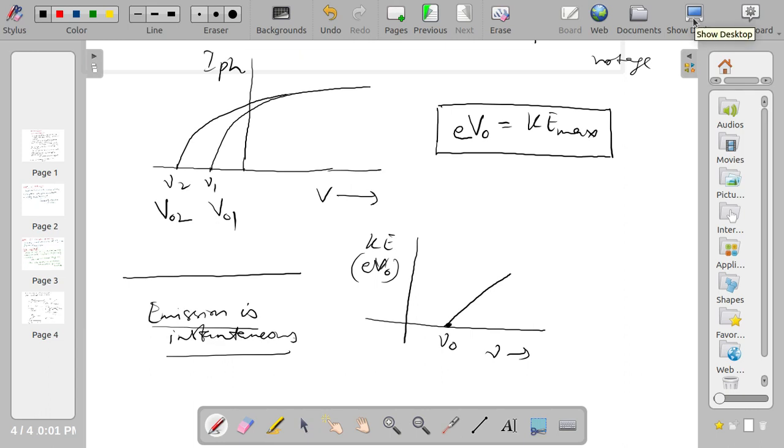So in the next lecture, I will talk about the classical interpretation of this and Einstein's approach to explain the photoelectric effect.